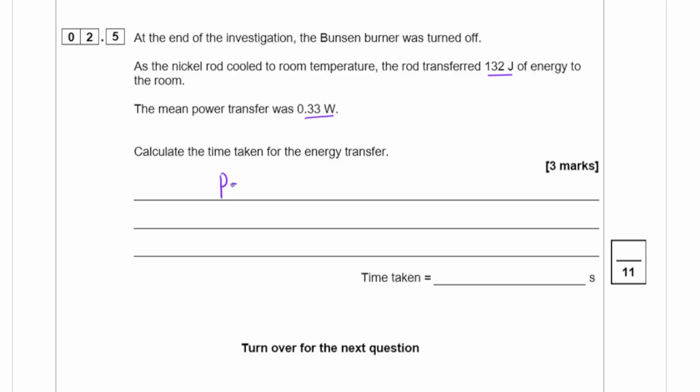So power equals energy divided by the time. So time is equal to energy divided by the power. So 132 divided by 0.33 should give you 400 seconds. That brings us to the end of question number 2, and I will see you in question number 3.